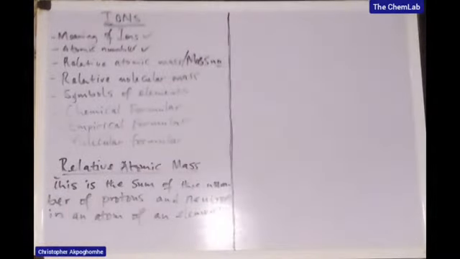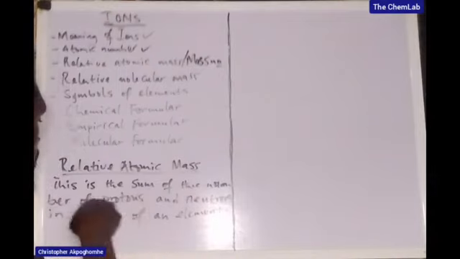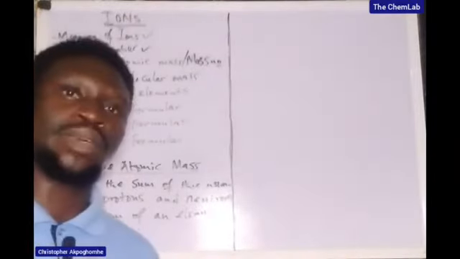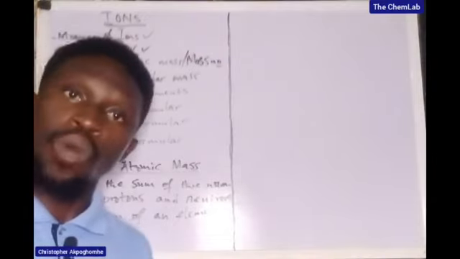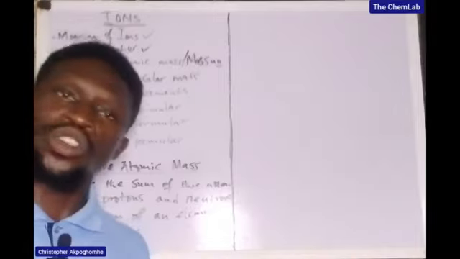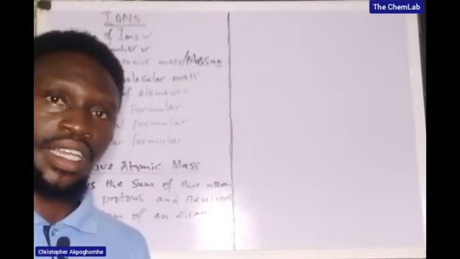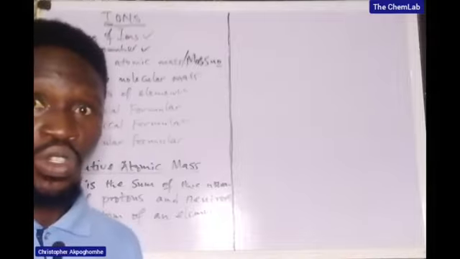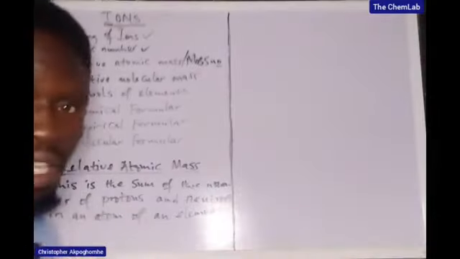So relative atomic mass is what? The sum of the number of protons and neutrons in an atom of an element. Now we can also call it mass number. So mass number is the sum of the protons and neutrons in an atom of an element. Is that clear? That's what mass number is.